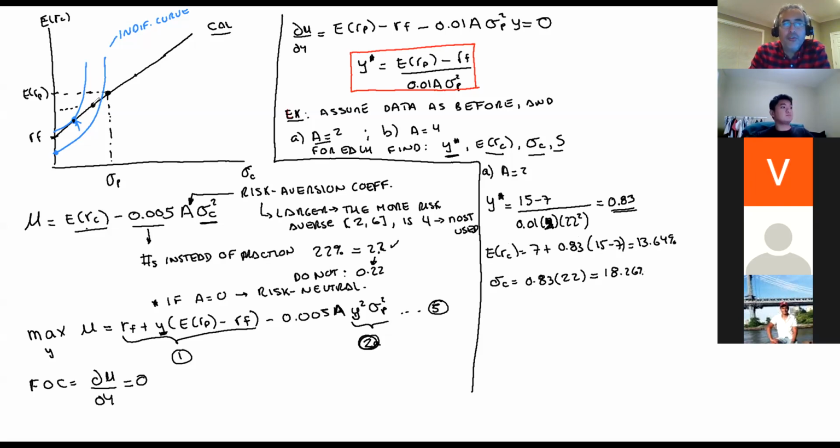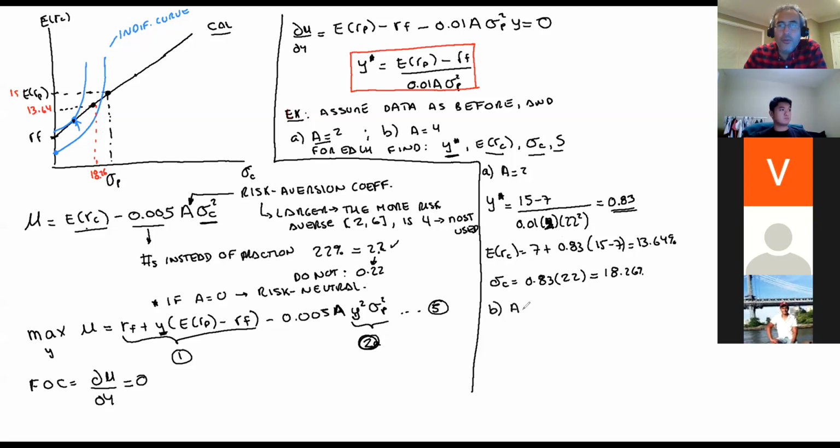So basically, guys, what it means is that if you're individual number 2, you're going to put 83% of your investments in the risky portfolio. Your expected return, so let me change this color, remember, this is 15. Your expected return is going to be 13.64, and your risk is going to be 18.26. Of course, you can build from here your confidence intervals, etc. Okay, but this is crucial. Make sense to you?